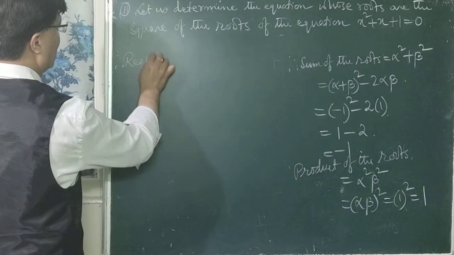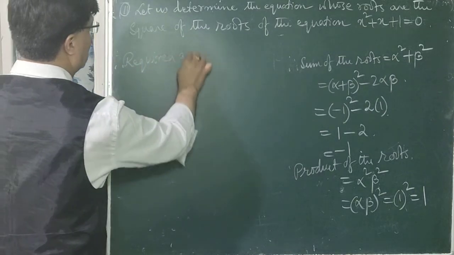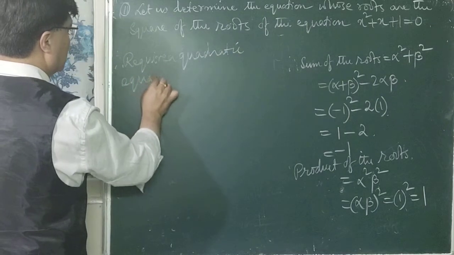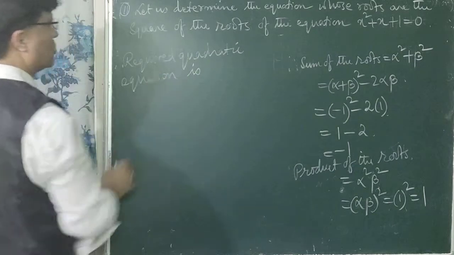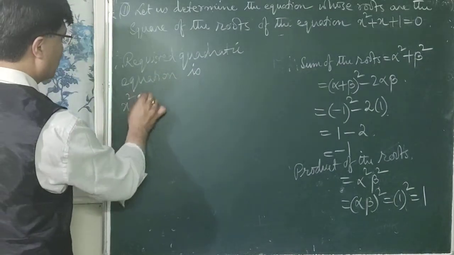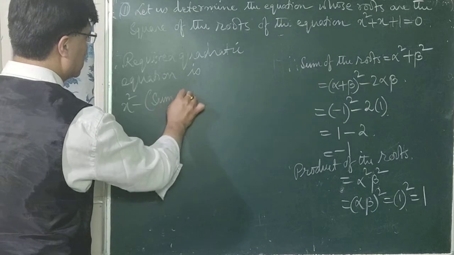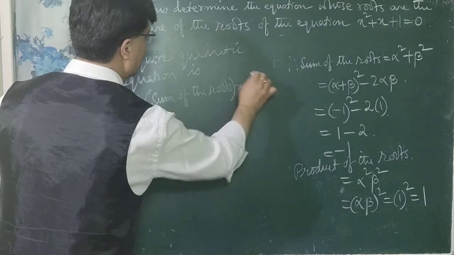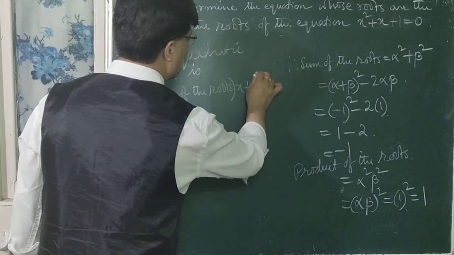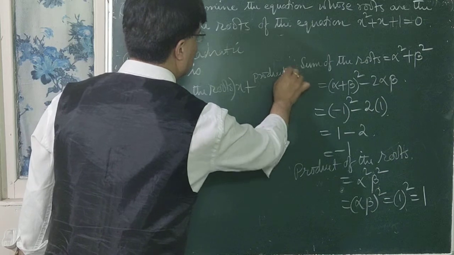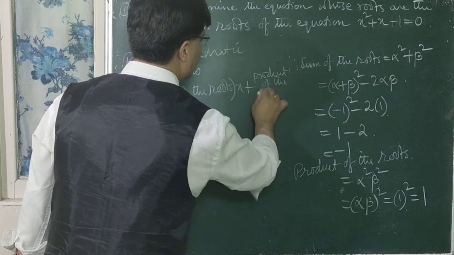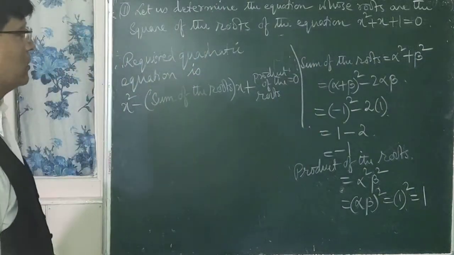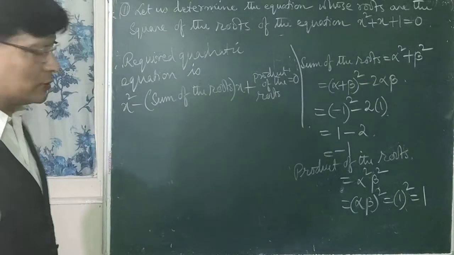Therefore, the required quadratic equation is, so what is the required quadratic equation? What is the formula? x square minus sum of the roots into x plus product of the roots, which is equal to 0.